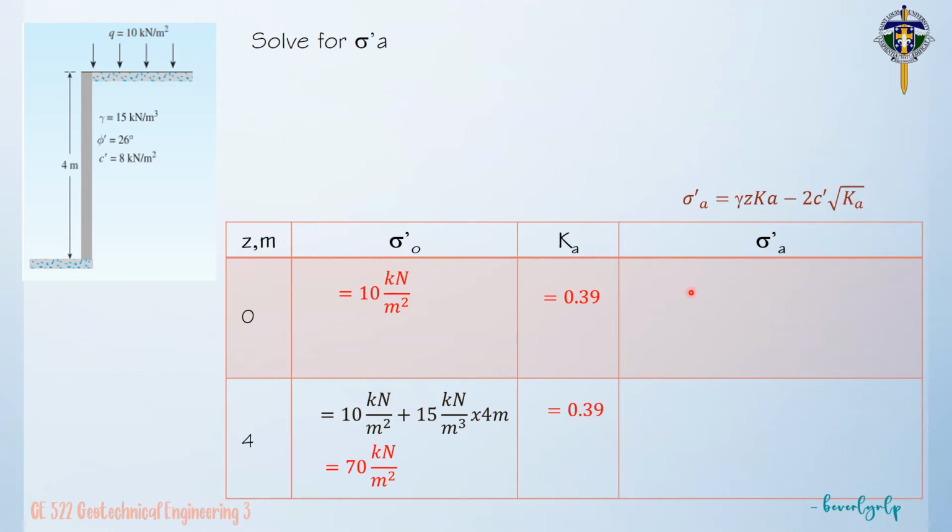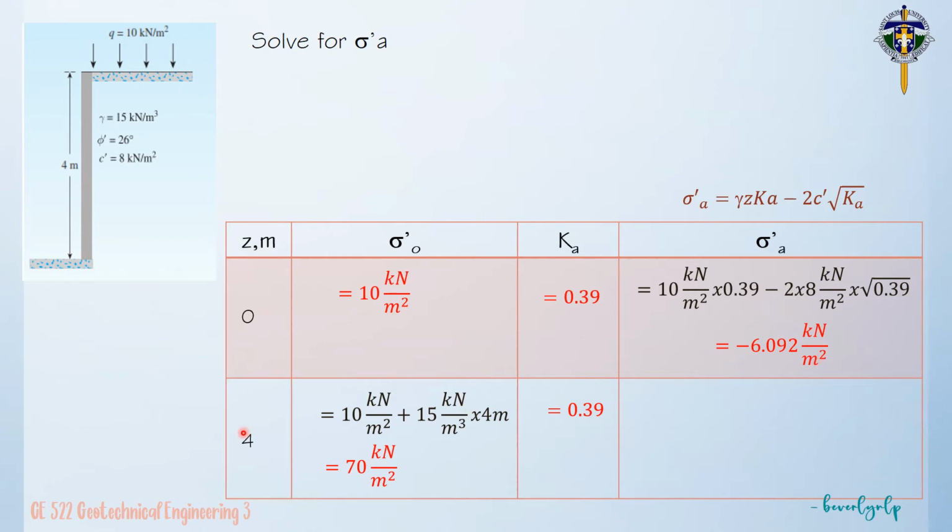Substituting this equation at Z equal to 0, that becomes now 10. This 10 is actually the unit weight multiplied by the distance, or this vertical effective stress. So that is simply 10 times the coefficient, which is 0.39, minus 2 times the cohesion, which is given to be 8 kilonewton per meter squared, multiplied by the square root of the coefficient, which is 0.39. Simplifying, we come up with a value of negative 6.092 kilonewton per meter squared.